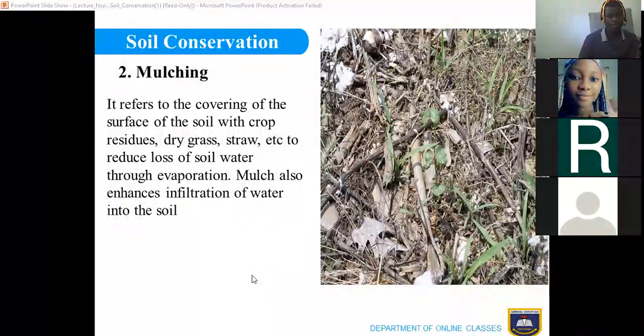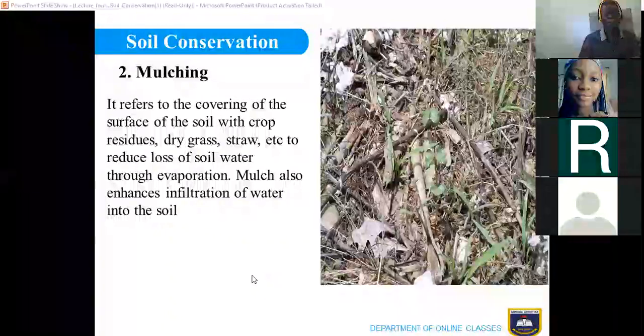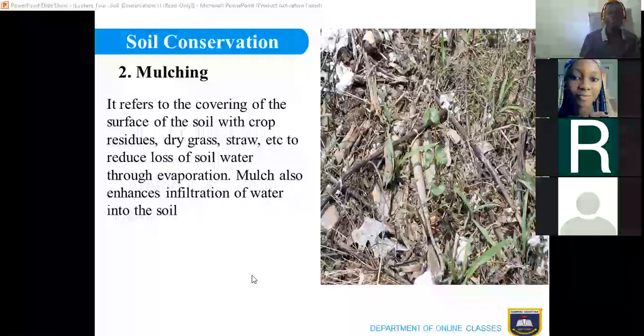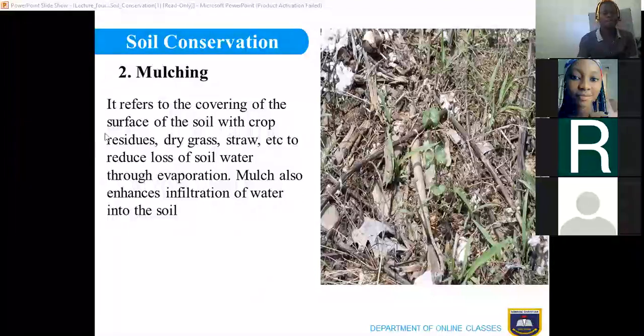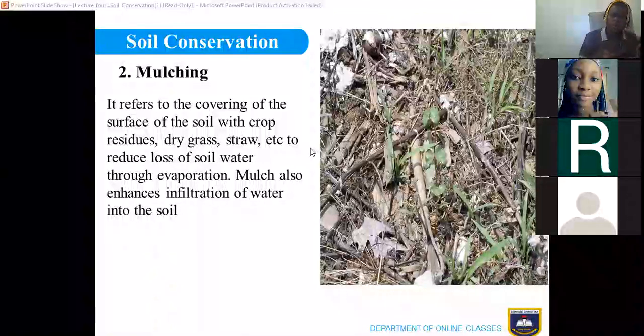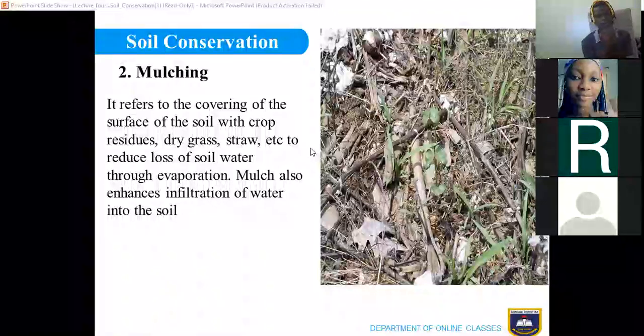All right. Now, when we do that, the water is conserved. All right, and even if it rains or if we do irrigation, it allows for a better infiltration of the water into the soil. All right, it is not only that, but when the mulch materials also decay, they return nutrients into the soil. Do you agree with me?